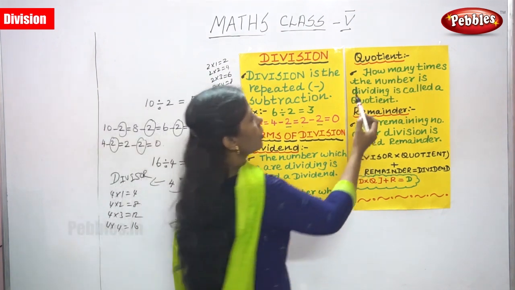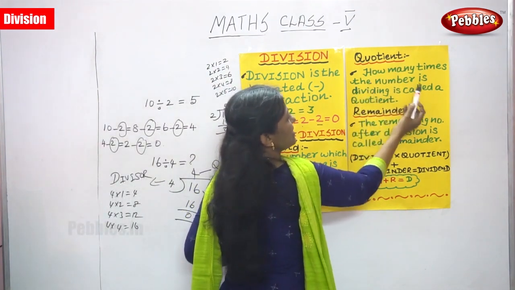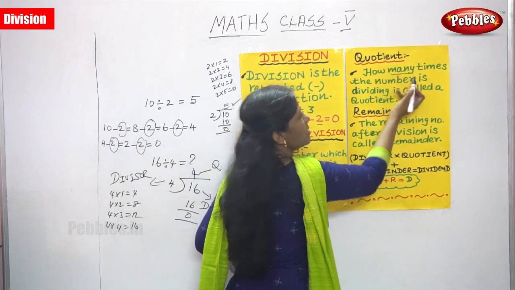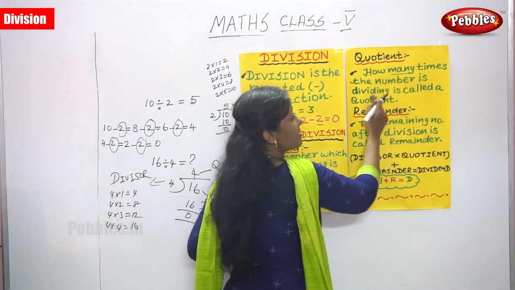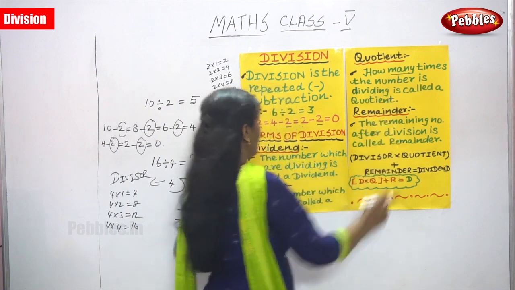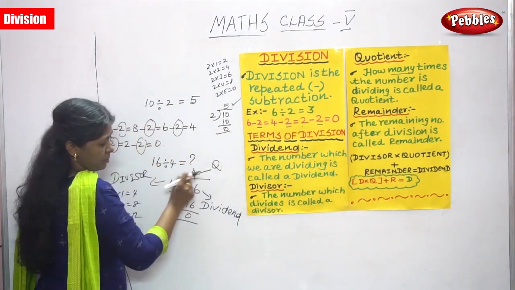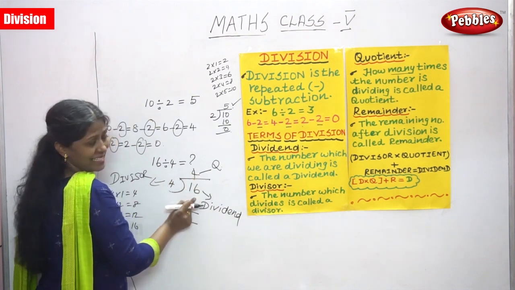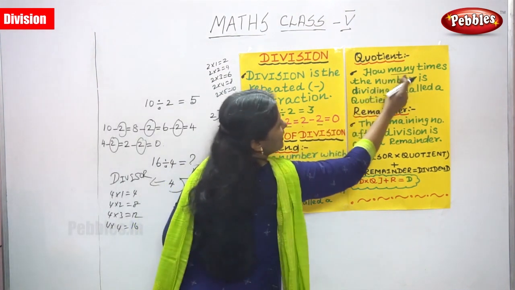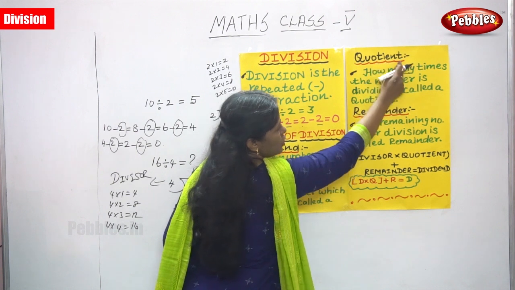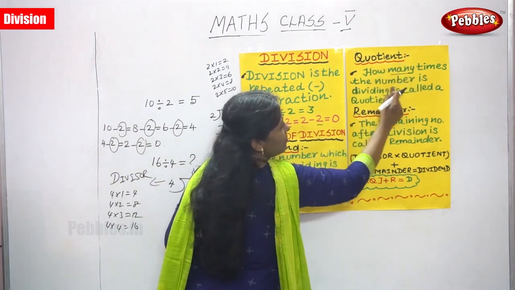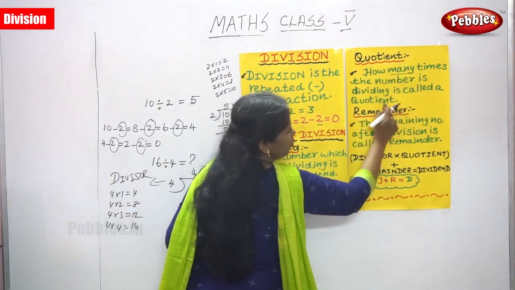Quotient. I've told you, how many times the number is dividing is called a quotient. So how many times does it go in the fourth table? 4 times. 4 into 4, you get 16. So how many times does it go? 4 times, that is a quotient. How many times the number is dividing is called a quotient.